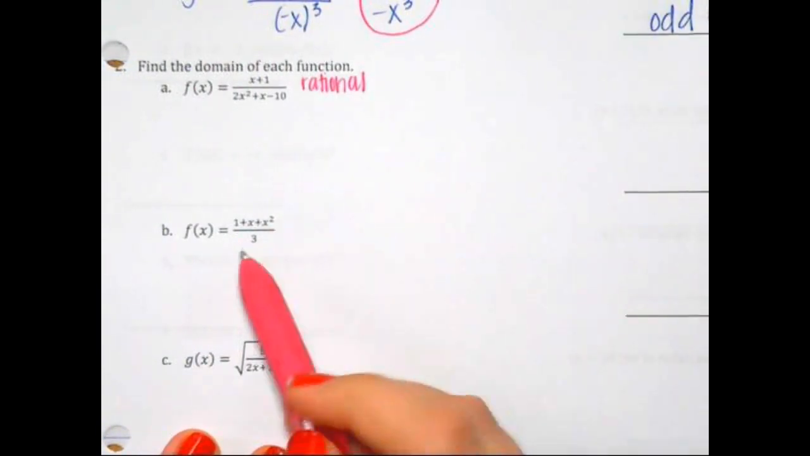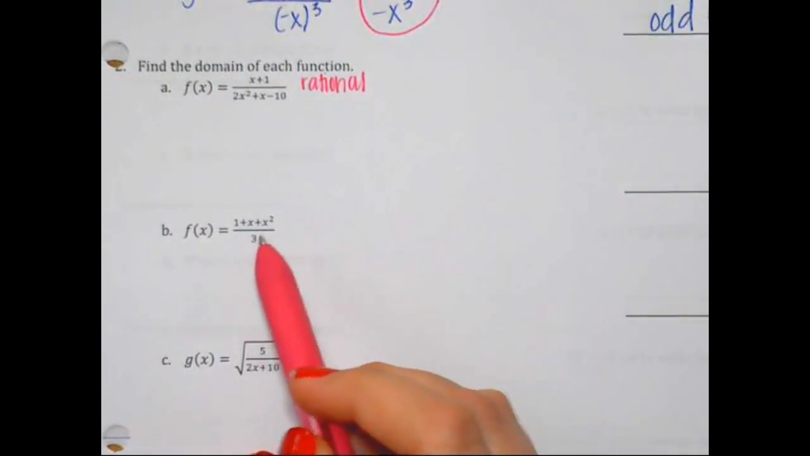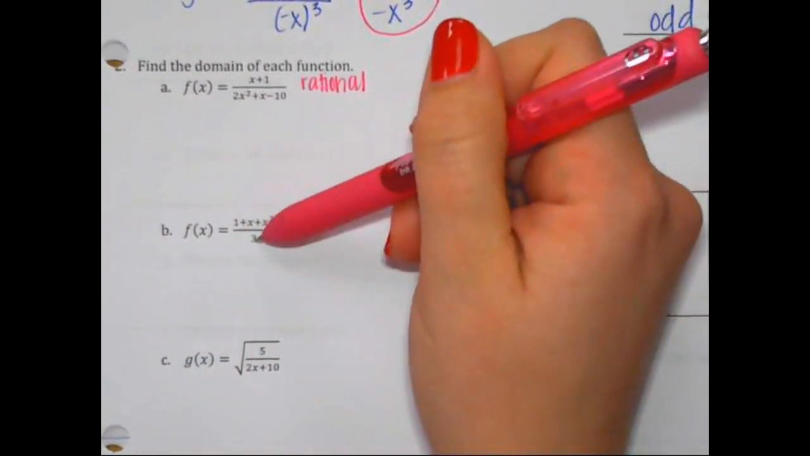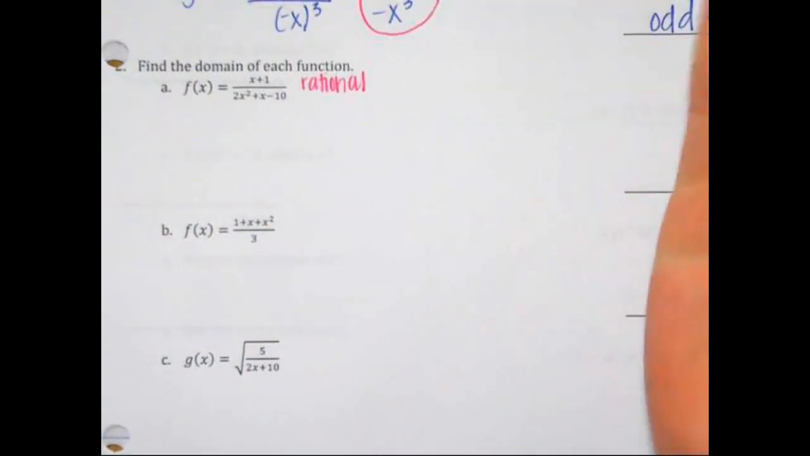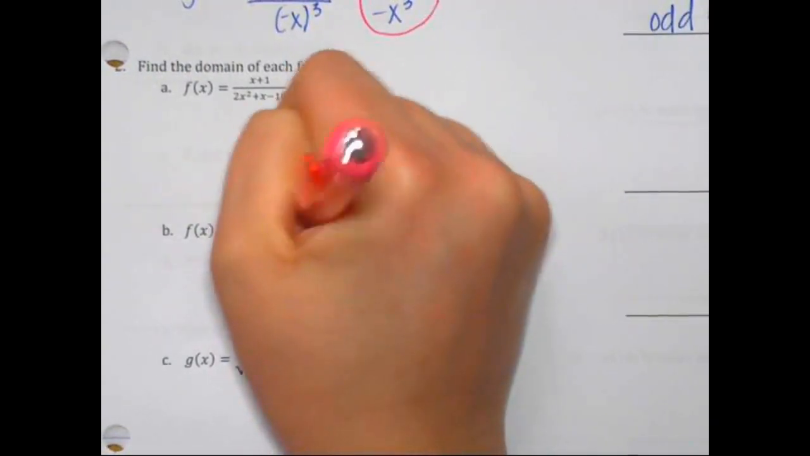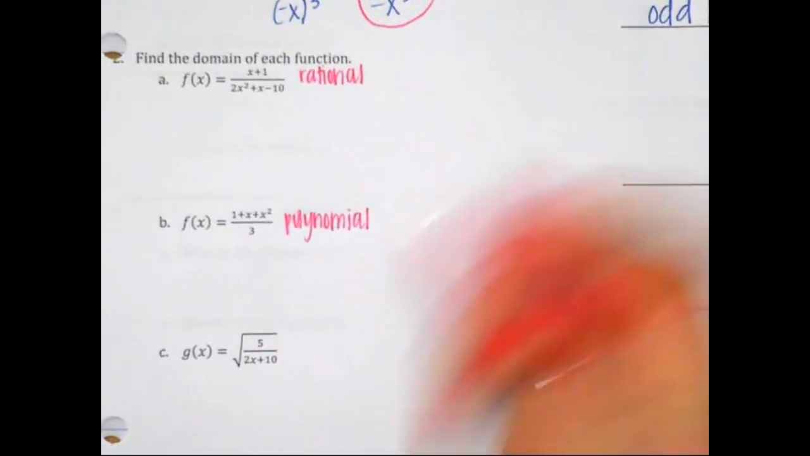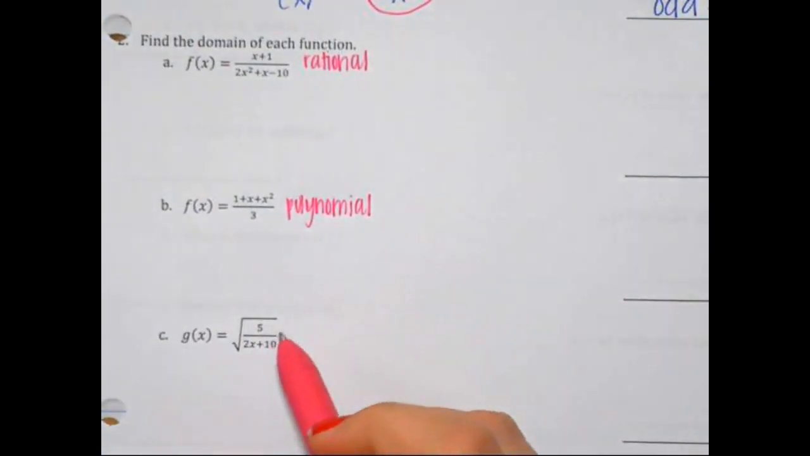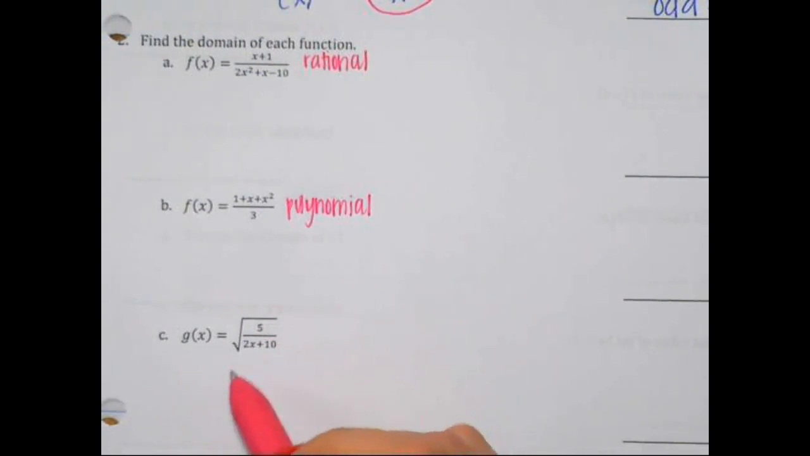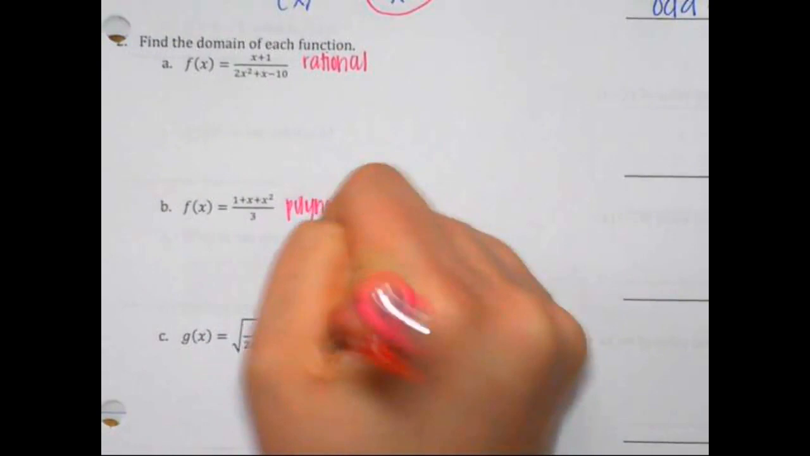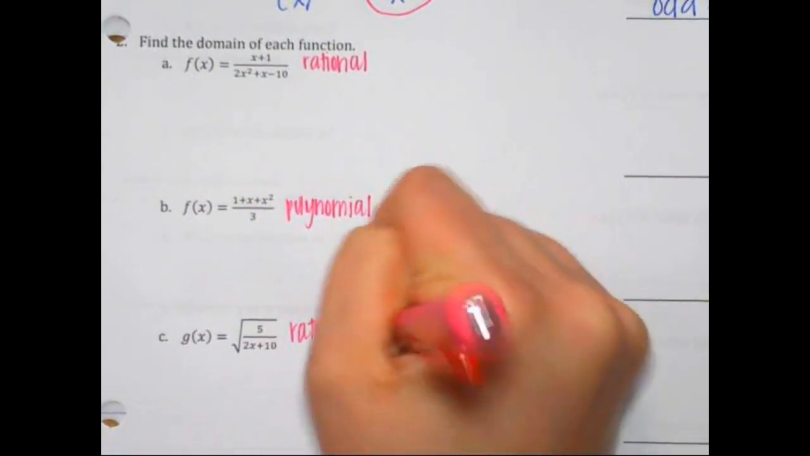And then for B, now it's trying to trick you into thinking it's a rational function, but it's not. The reason it's not a rational function is because there's not a variable in the denominator. There's only 3. So this is actually a polynomial. And then this last one, it has a variable in the denominator and it's also under a square root, so it's both a rational and a radical.